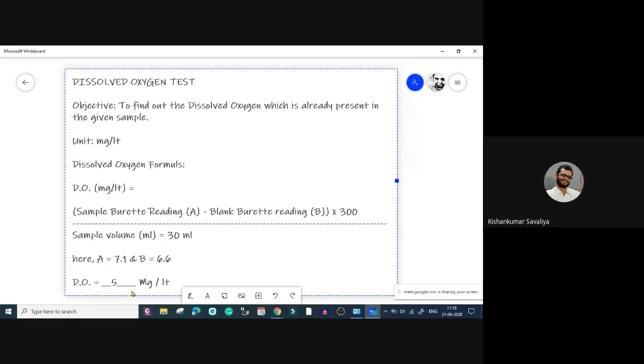Any doubt in this? So this is the test for the BOD sample. Every time we perform the BOD test, the biological oxygen demand test, we need to perform this test first.